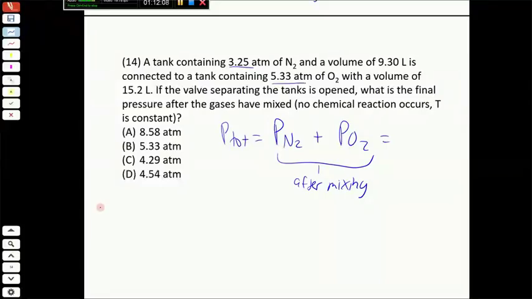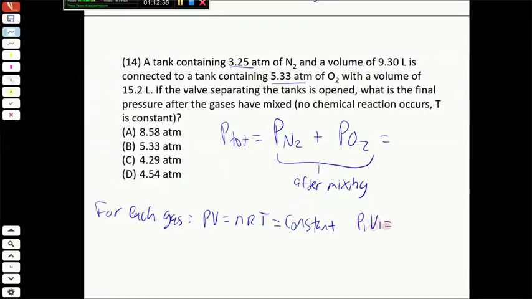And the way we're going to do this is we're going to treat each individual gas separately. We want to find each partial pressure, so we treat the gases separately. The pressure and the volume are changing, but the number of moles of each gas is not changing. We're not letting any gas leak out. It's still the same amount of nitrogen and the same amount of oxygen that we started with, and the temperature is constant. So pressure times volume is equal to a constant. For each individual gas, we're going to set up Boyle's law, P1V1 equals P2V2, and solve for the final pressure after we allow the two gases to mix together when the volume is changing.